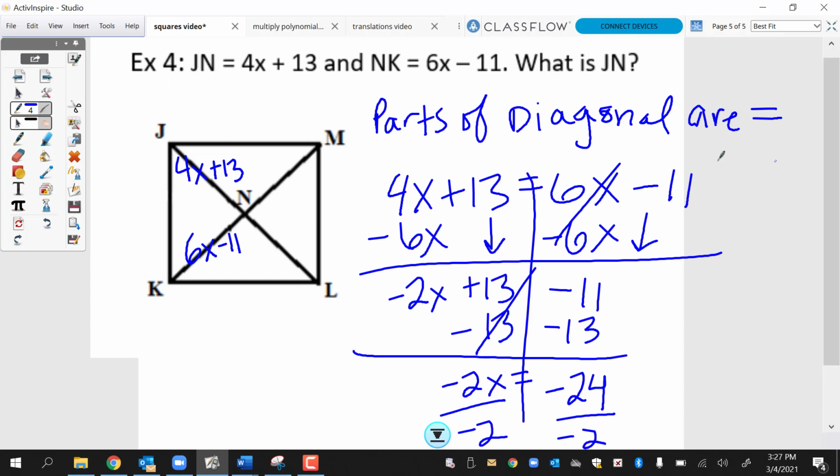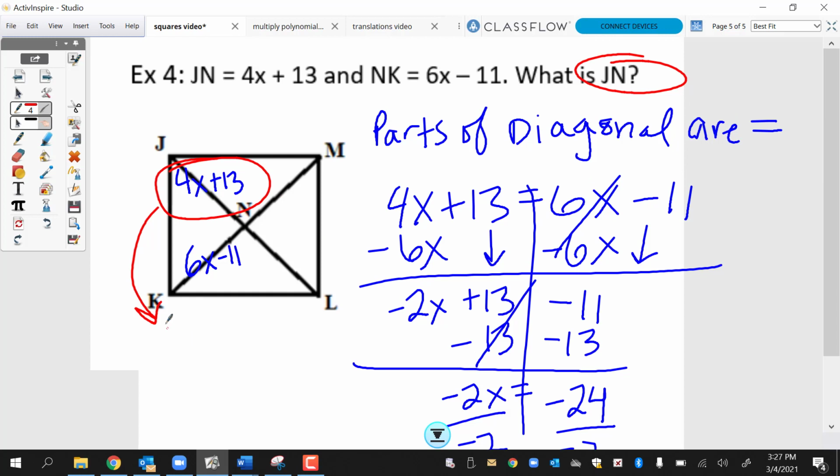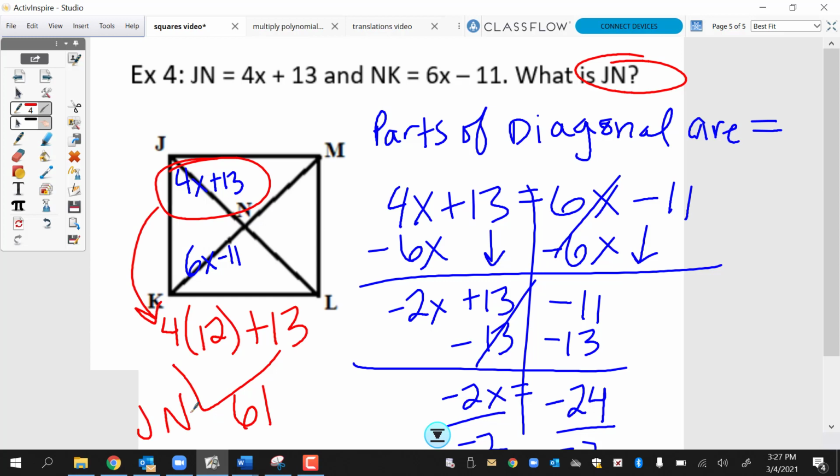Final step. Did it ask me to solve for x, or did it ask me to plug it back in? It said, what is JN? That means I got to plug it in. So where is JN? Here's JN. So I got to plug in what I got. So what did I get again? I got 12. So I'm plugging it in for x. So I have 4 parentheses 12 plus 13. I'm typing all of that in Desmos all at the same time. This is me typing it in Desmos, and I get 61. So I know that JN should equal 61.